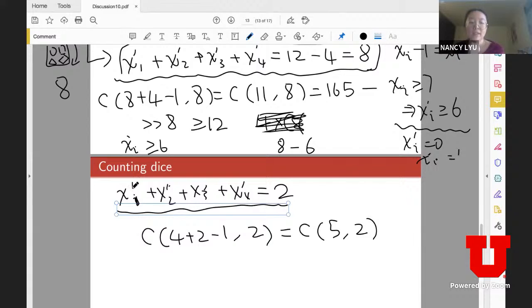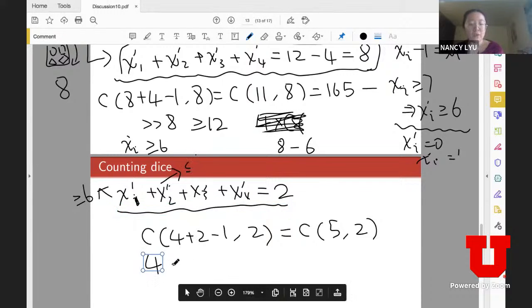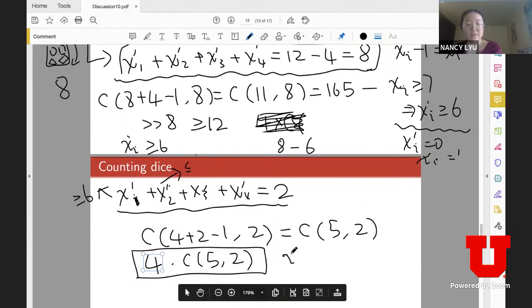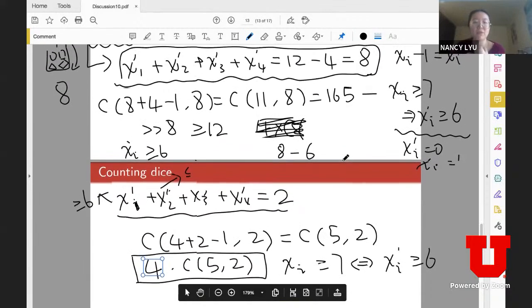And this is only one of the possibilities, that your x1 prime is greater than or equal to 6. It should be the same number of outcomes if your x2 prime is greater or equal to 6. So we have to do 4 times C5 choose 2. And this is all the possible outcomes where your xi is greater or equal to 7. It's the same as your xi prime being greater or equal to 6. And then you will use the number we found here.